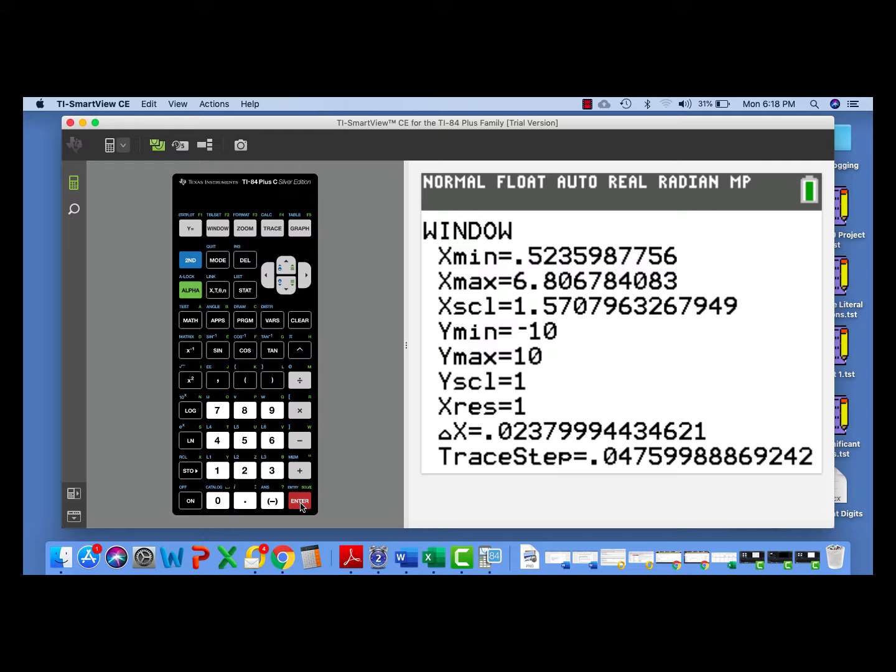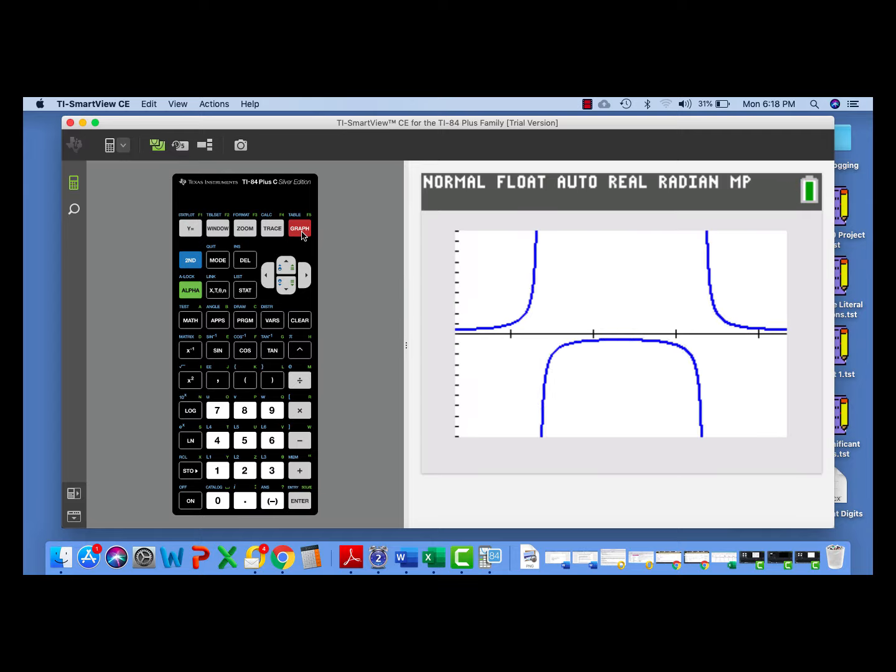And since we have asymptotes here and we want to see far enough up and down, I'm just going to leave it as -10 to 10. And I'm going to hit graph, and we should see what we had graphed by hand, that first cycle.